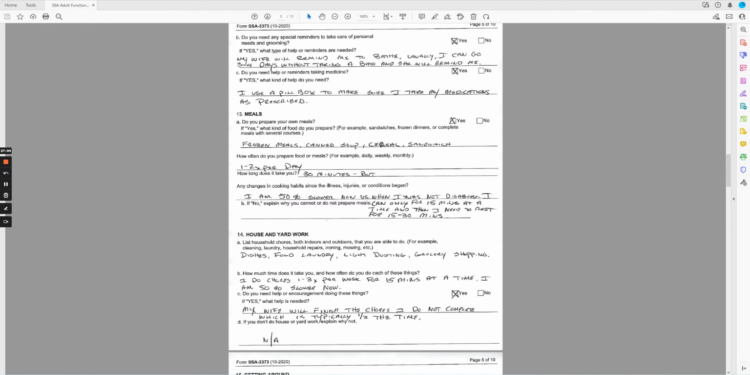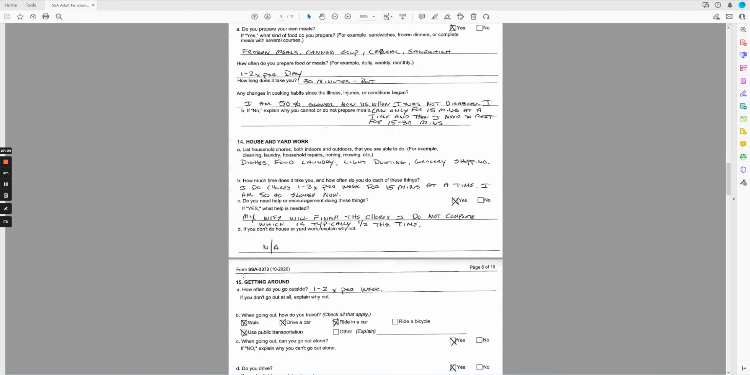Do you need help or encouragement to do these things? Well, before I was disabled, and my wife will finish the chores I do not complete, which is typically half the time. So I really described here that half the time she has to help me or finish chores for me. Okay. If you don't do house or yard work, explain why. Remember, don't leave a question blank. Here I wrote NA, which is common for meaning not applicable.